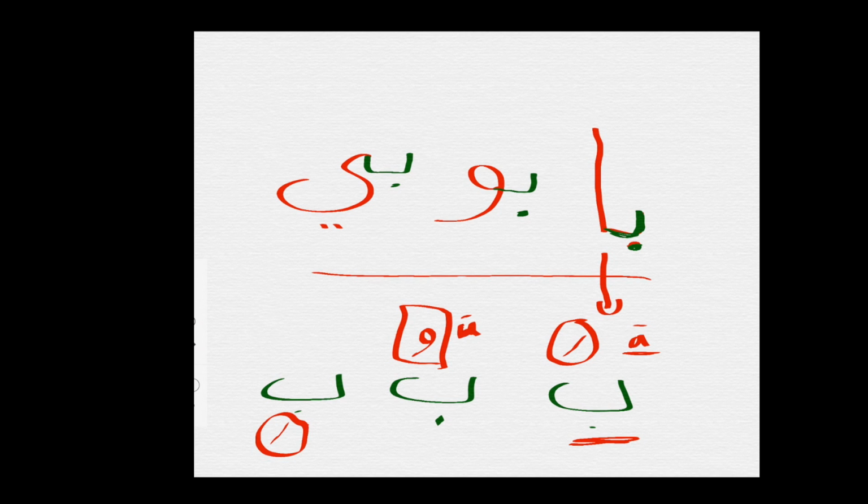The letter B with long vowels and short vowels. So start from the top. B with a long vowel A, you pronounce it baa. B with a long vowel U, you would pronounce it boo. And B with a long vowel E, you would pronounce it bee. And with the short vowels, B with a short vowel A, here it is ba. B with a short vowel U, it is bu. And B with a short vowel E, it is pronounced bi.